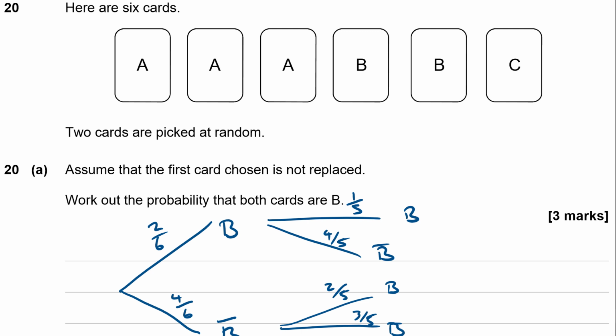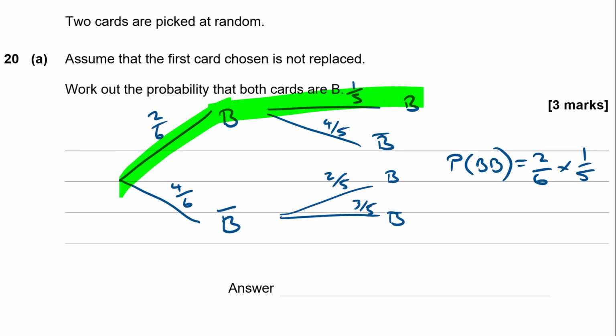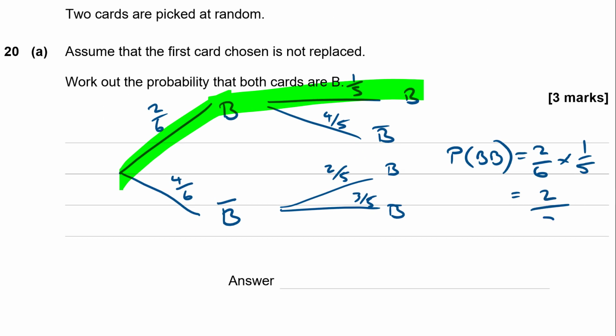Right, so assuming that the first card chosen is not replaced, work out the probability that both cards are B. We're interested in this route here, along there and along there. So then the probability of BB is equal to 2/6 times 1/5, which is 2/30. Now I could cancel that down to 1/15, but actually you don't get any extra credit for that in probability questions, so you might as well just leave it as 2/30.